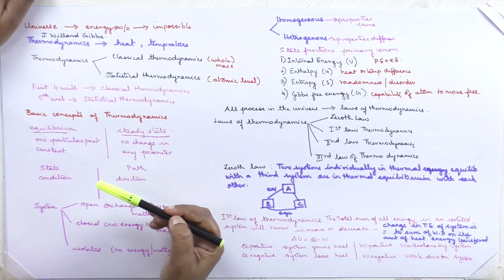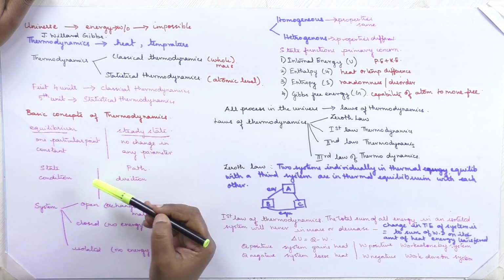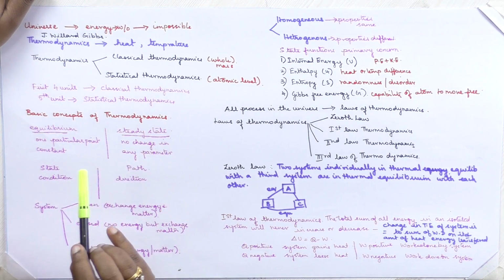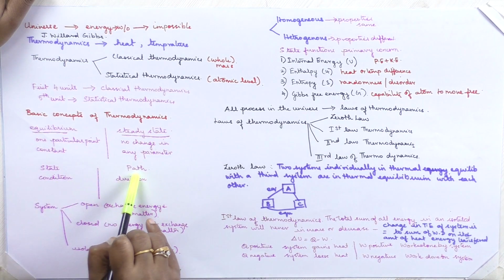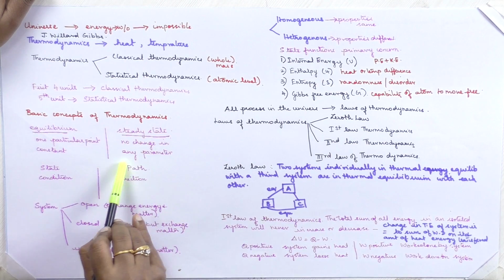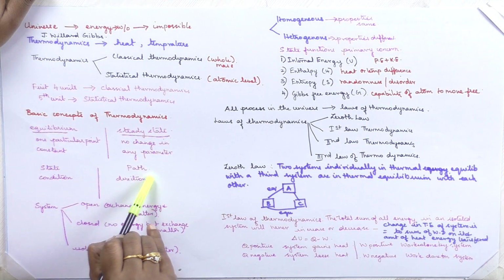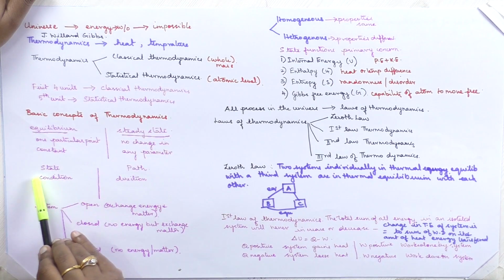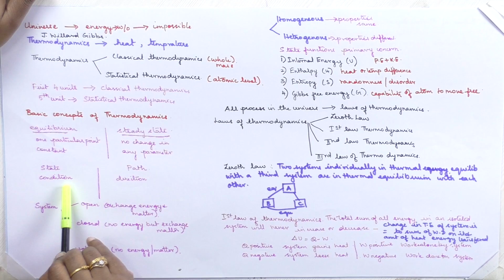The next definition we are going to see is the basic difference between state and path. State is said to be the condition and path is said to be the direction in which any reaction is going to take place, and the state is the condition at which a reaction is going to take place.